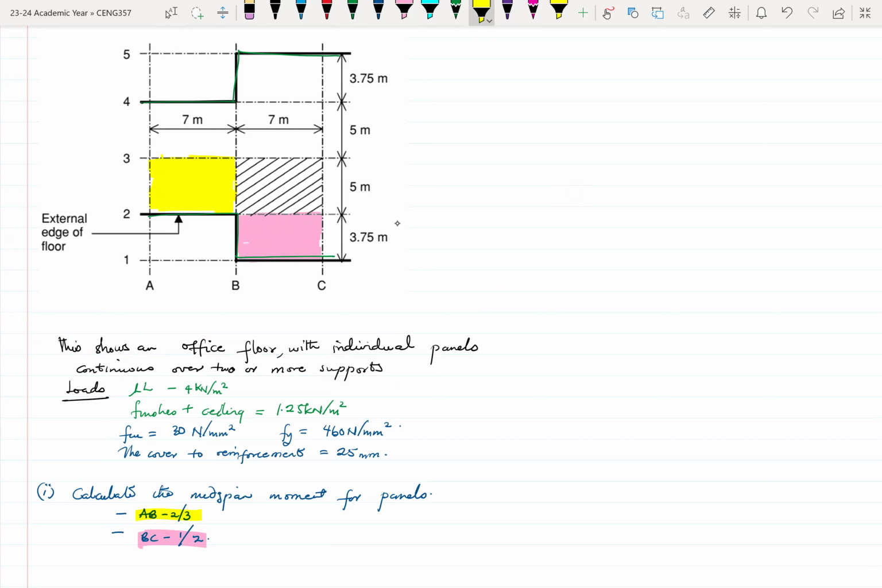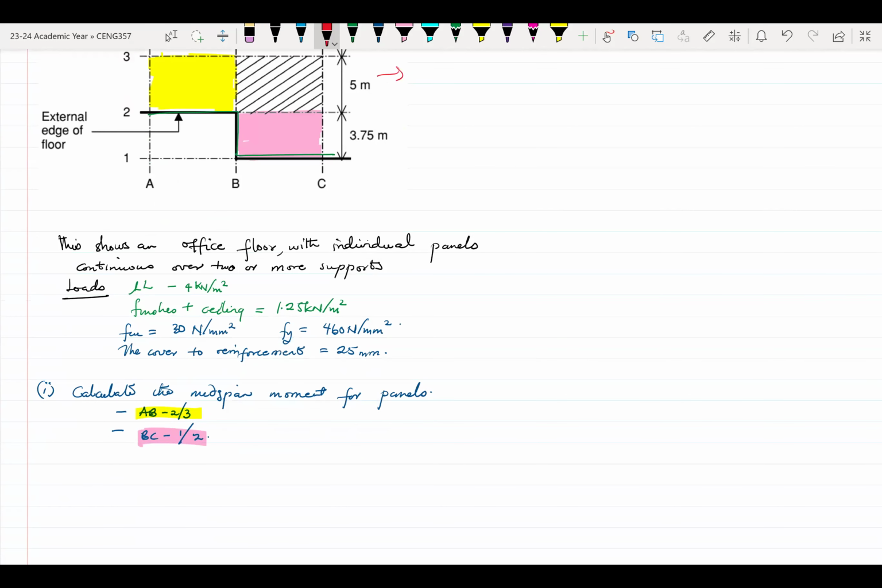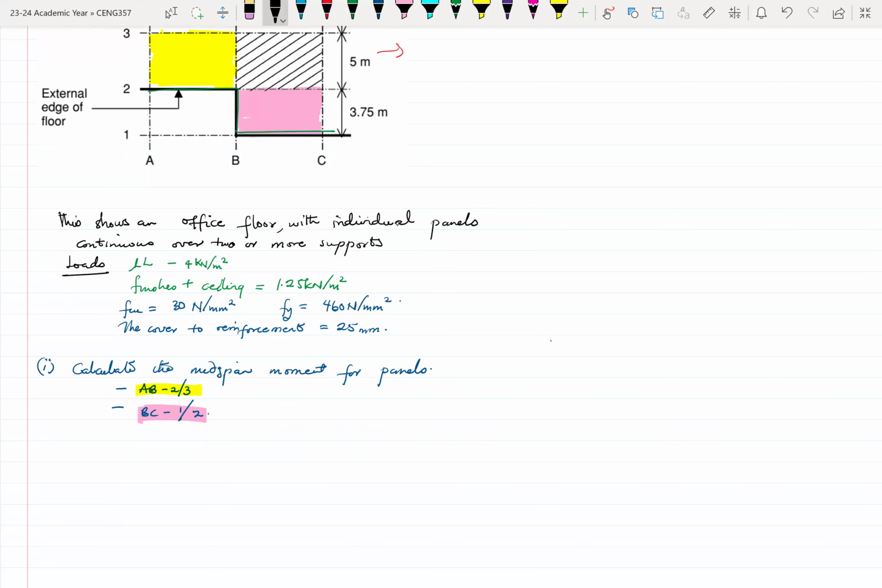Please take a note. The slab continues towards this direction. It continues as well, because there is no outline. We are just showing a part of the slab. Even though it goes all the way to the right, we're just showing a part of it. Now let's assume the floor thickness to be equal to 180 millimeters.